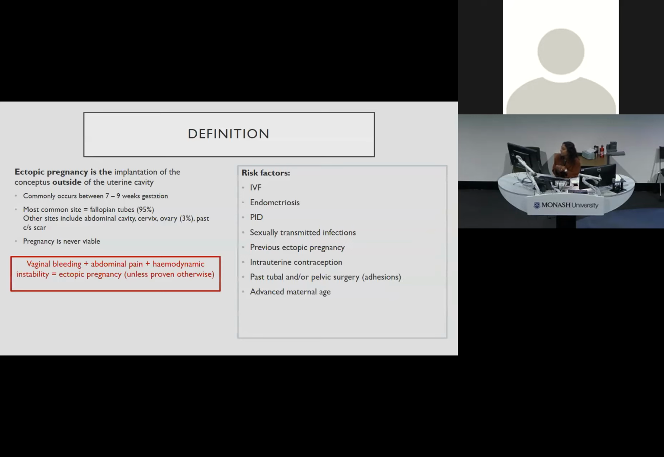And in terms of your risk factors, you've got IVF, endometriosis and pelvic inflammatory disease are there, and sexually transmitted infections are there because that inflammation can lead to scarring and adhesions in the actual reproductive organs, and that's what predisposes to that ectopic presentation. If you've had a previous ectopic, you're more likely to have another one. IUDs can also lead to ectopic presentation. So an IUD will prevent pregnancy, but in the case that it hasn't, that's the risk that comes alongside that form of contraception. If you've had any past tubal or pelvic surgeries as well, those adhesions can lead to anomalies with your anatomy and predispose, and also advanced maternal age.